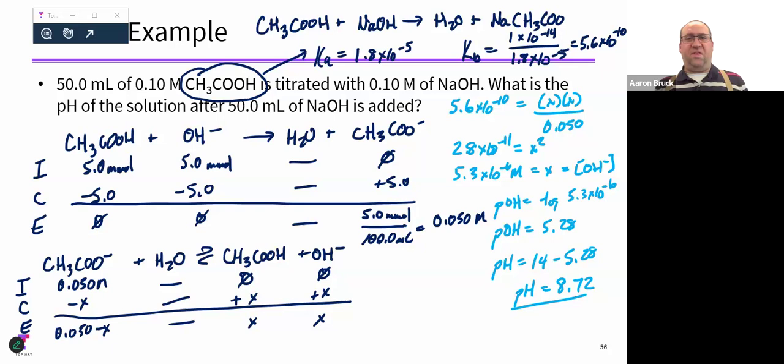All right, any questions with this example? All right.